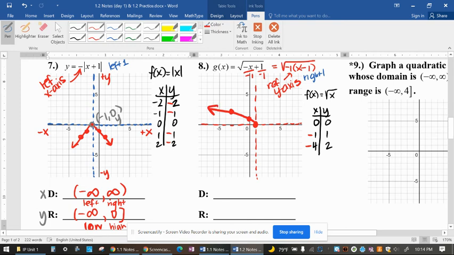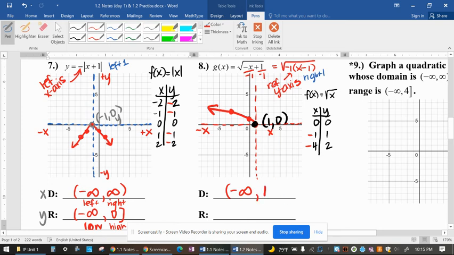Okay, domain is asking you how far left and how far right this function reaches. So as I look at the left, the arrow is pointing forever to the left. So that's going to be negative infinity. Remember, infinities require you to use parentheses. But there is no arrow pointing forever to the right. The farthest right that this thing reaches is this ordered pair of 1, 0. But right now we're talking about domain, so I only care about that x value. So I'm going to put down 1.